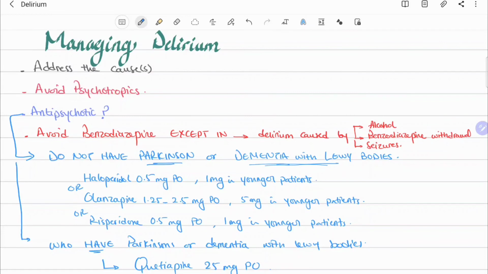And of course, if oral administration is not possible for adults with delirium who do not have Parkinson's disease or dementia, we can use the same doses of haloperidol and olanzapine intramuscularly. And if oral administration is not possible for adults with delirium who have Parkinson's disease or dementia with Lewy bodies, we should seek expert advice.